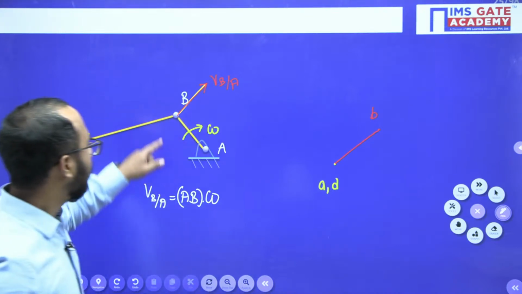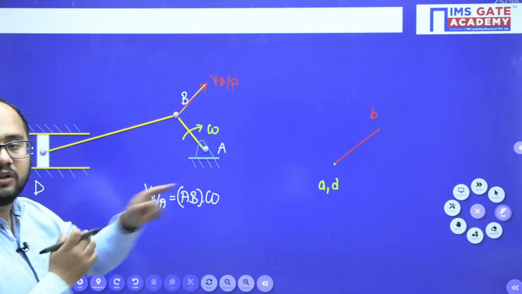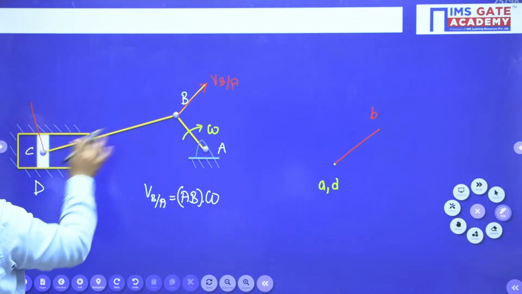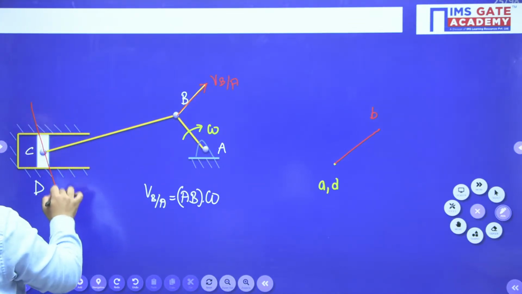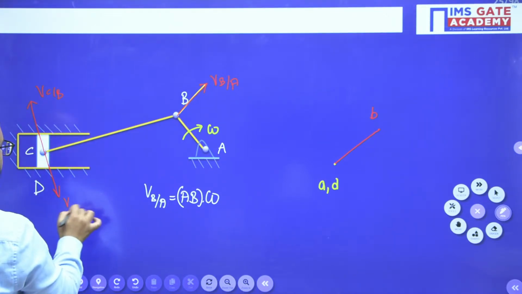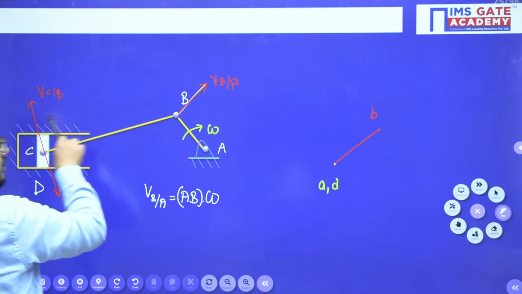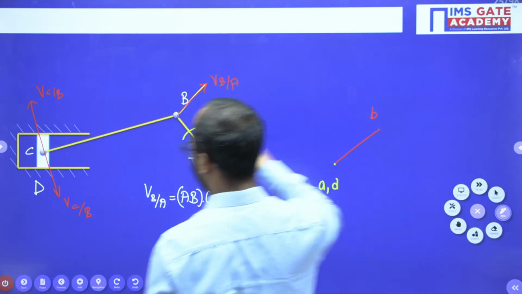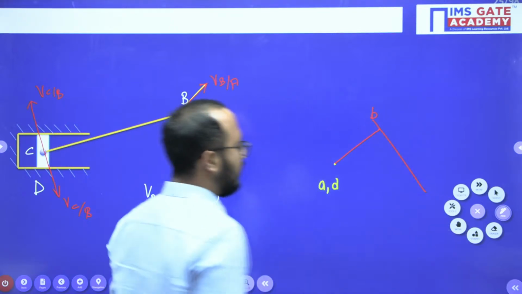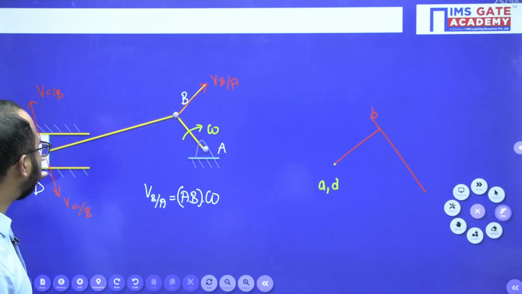Okay. Now observe the point C. Observe the point C with respect to B. So obviously perpendicular to link BC, you will have this kind of velocity vectors. Velocity of C with respect to B, velocity of C with respect to B. Same direction you have to follow here. Okay. So I will follow the same direction here as it is.